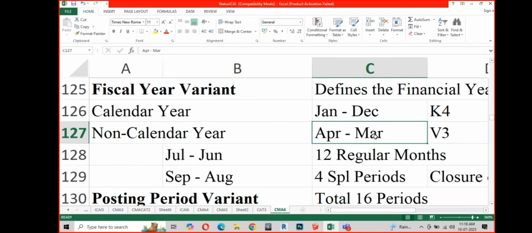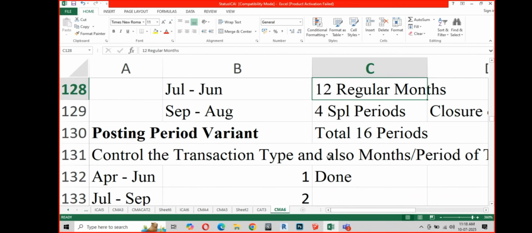So you have the concept of 12 regular months of posting or entering the transactions. And the concept of special posting periods. Now, what is a special period? This is used only at the time of the books closure, only in the event of closing the books of accounts. It is only then that you make use of the special periods. Clear?